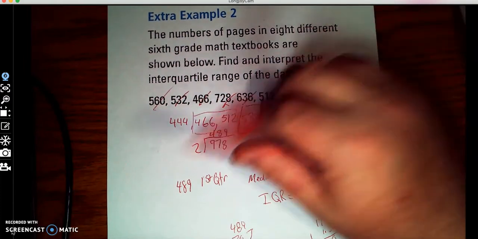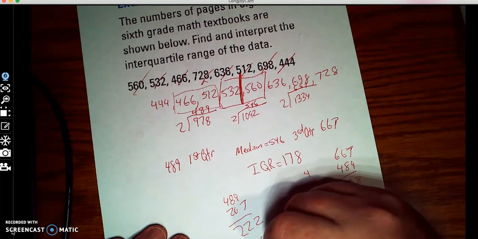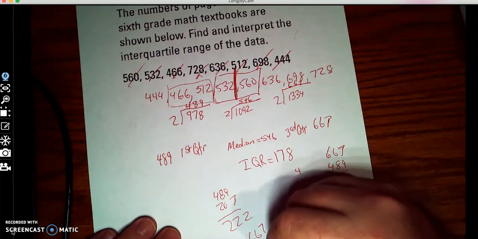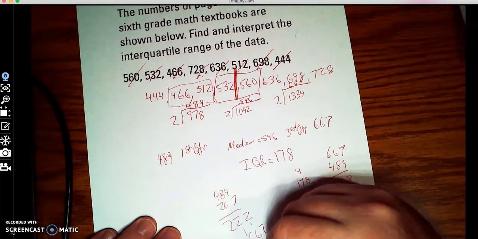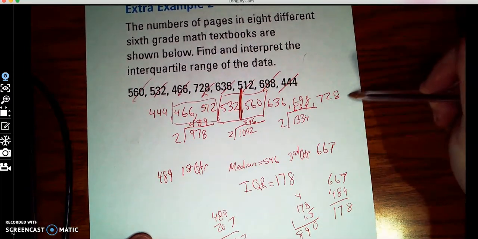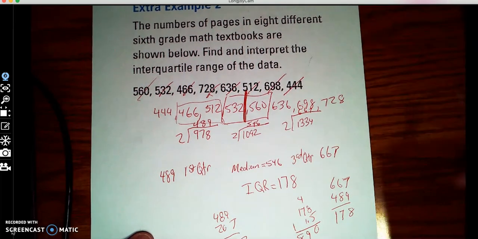To find data in the upper quartile, we take our third quartile, which was 667, plus our number that we multiplied by 1.5, which was 267. Now remember, we have to add this to the third quartile, and we get 934. So there's no numbers past 934. So there are no outliers going up as well.